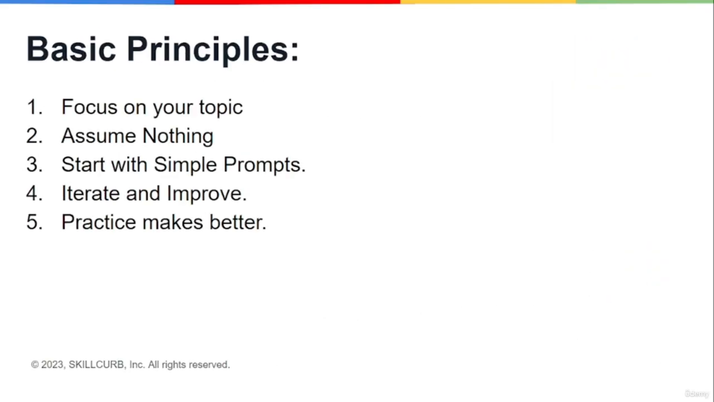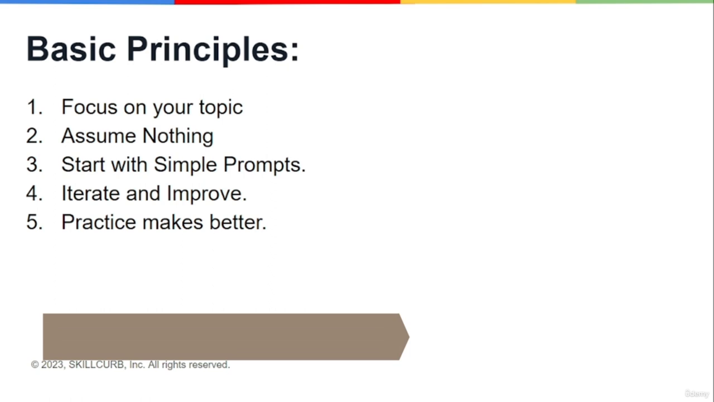All right, so these are the basic principles. First one is focus on your topic. Obviously, if you want to prompt about any situation or topic, you should have a little bit of background about it. It doesn't mean you should have a lot of knowledge, because that's exactly why you're using AI, so you can gain knowledge about that topic, right?